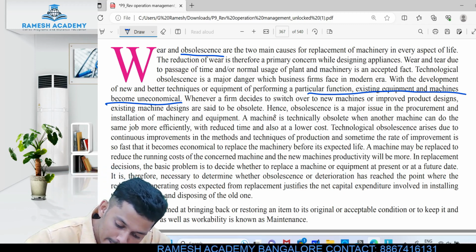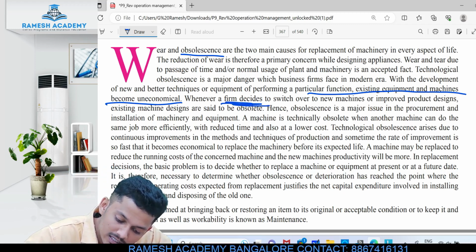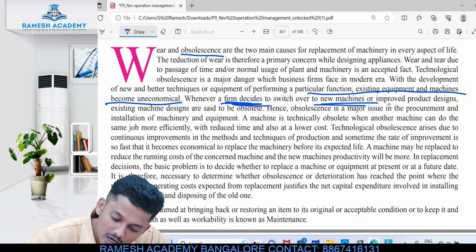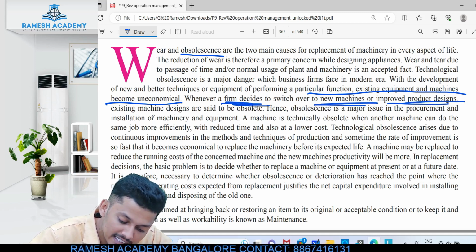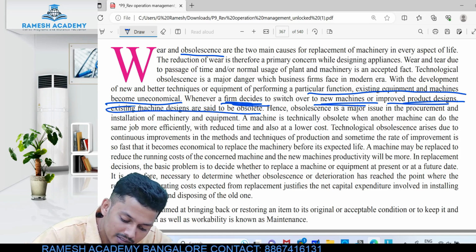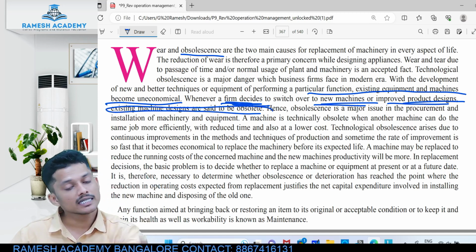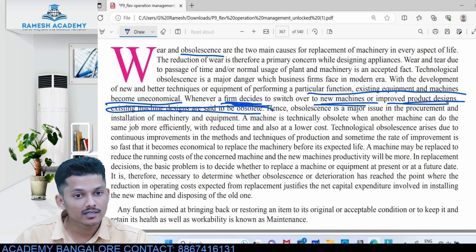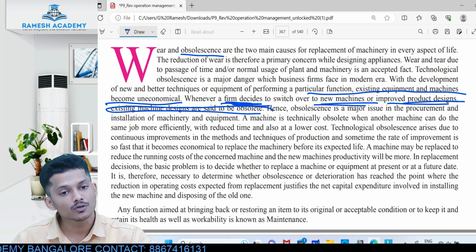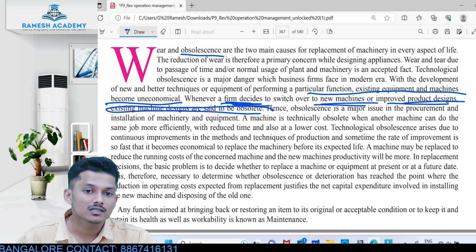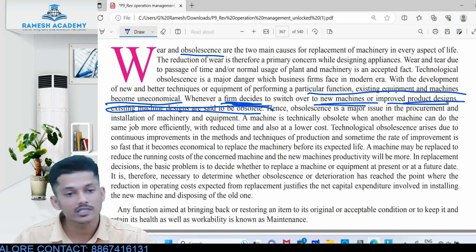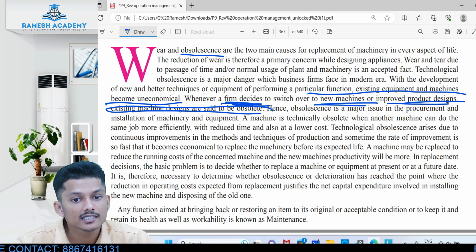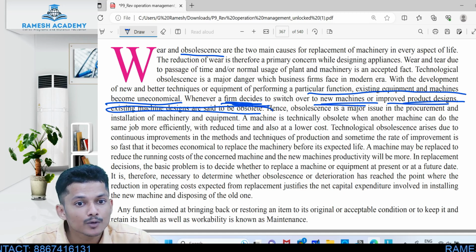See here, when a firm decides to switch over to a new machine or improved product designs, existing machine designs are said to be obsolete. Suppose in an existing machine I have designed something and my track is on the line. If you choose something completely new, what about the existing machine? It is set aside, right? We won't use it again. Hence, obsolescence is a major issue in the procurement and installation of machinery and equipment.